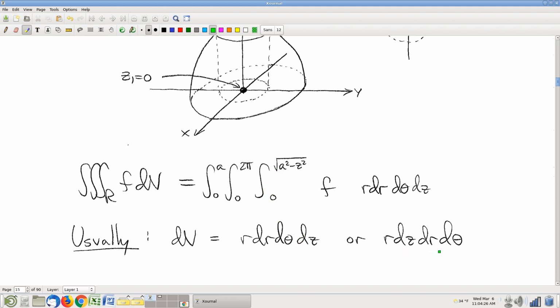And again, don't forget your stretching factor. Think of these as single things. These things, r dr d theta dz, r dz dr d theta. Those are your dV's. Those are your dx dy dz's. Okay, so write them down as a whole.